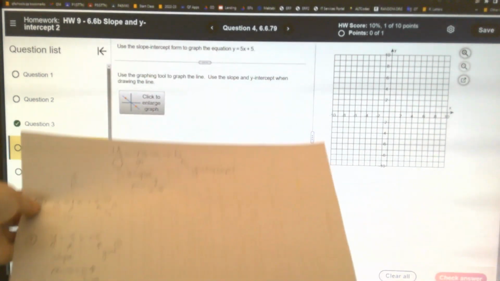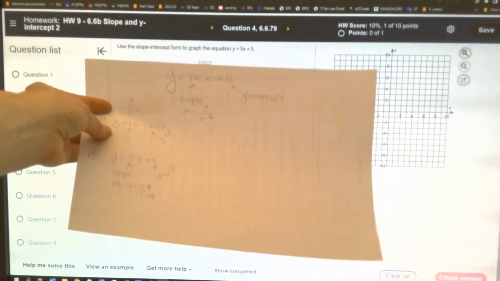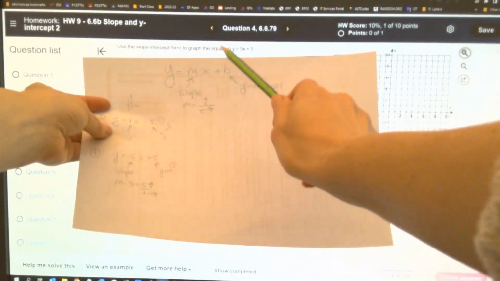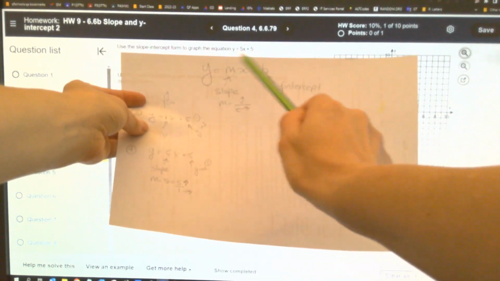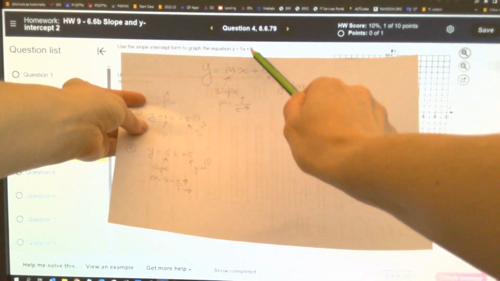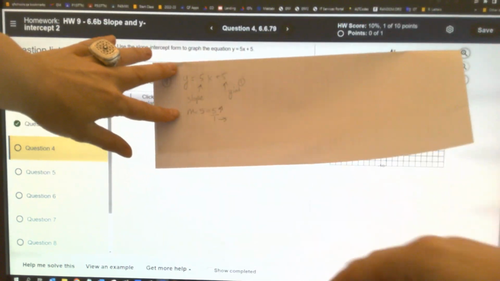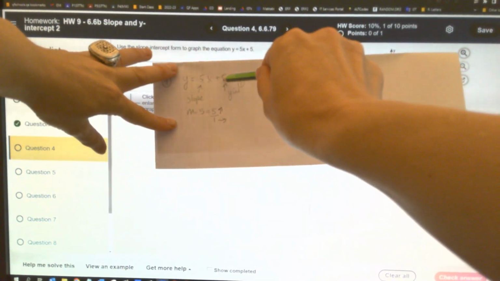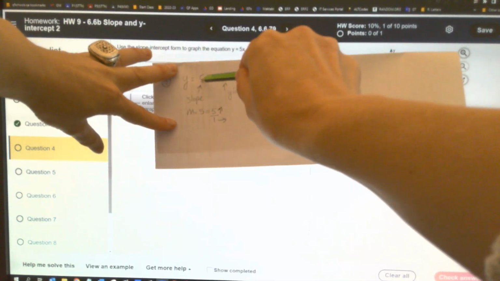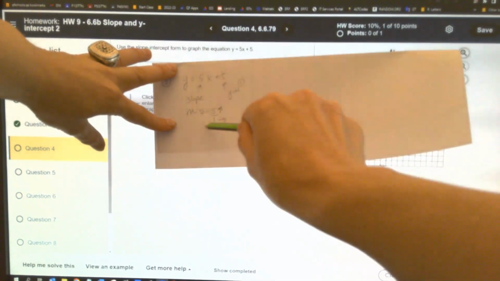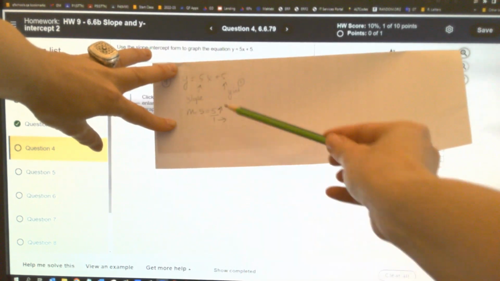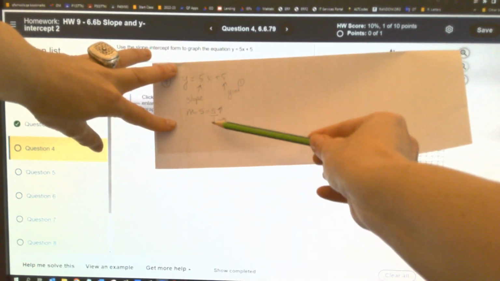Okay, so my next question is question 4 in homework 9. Here it says use the slope-intercept form to graph this. It's already in the form because it goes y equals, the x term comes first, and then the term with no x goes last. So if I look here, I have to put a point on the y-axis at 5. My slope is also 5. But because it's not a fraction, I have to put it over 1. So this positive 5 on the top says go up 5 and right 1. Up 5 and right 1.